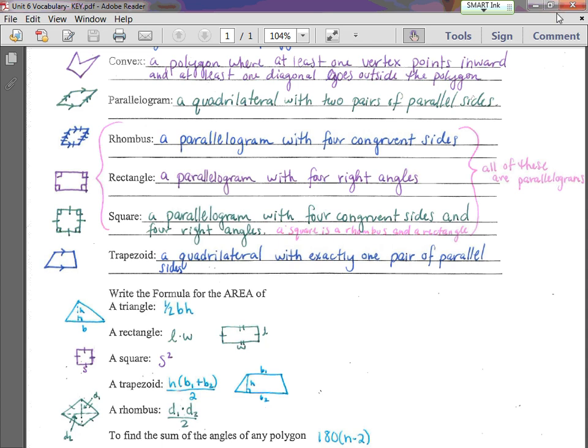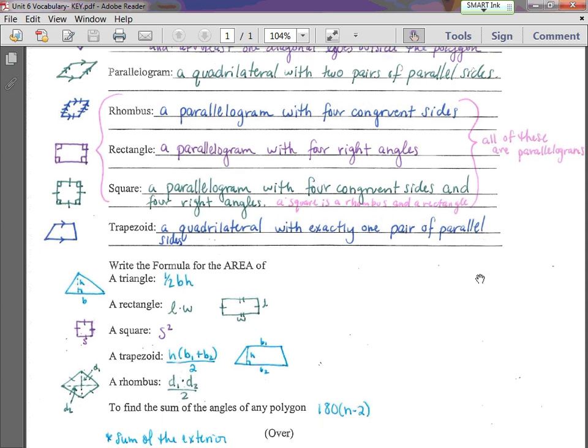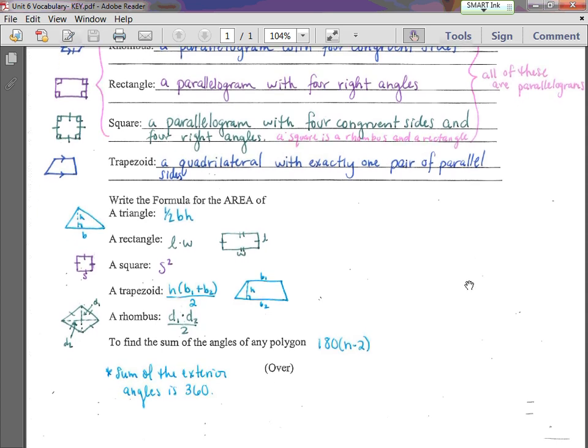You might have had a slightly different area formula, like in terms of letters that are used. Triangle, pretty much that's basic, 1/2 base times height. Rectangle is length times width. Square, you can still use length times width, or it's just side times side, or side squared.